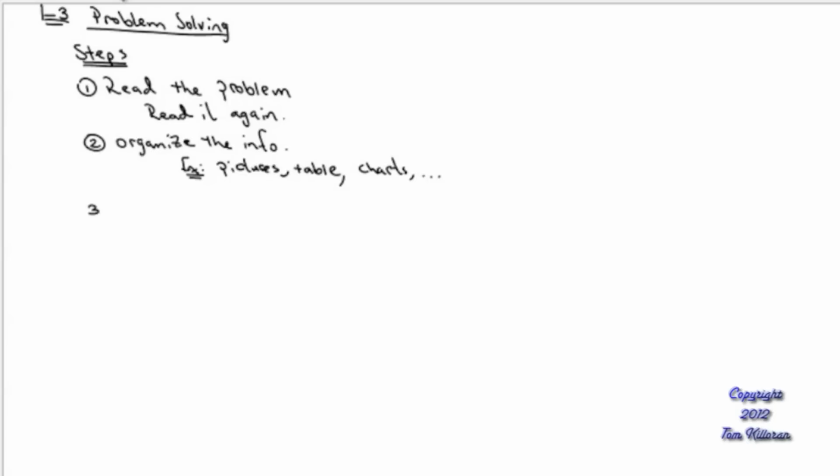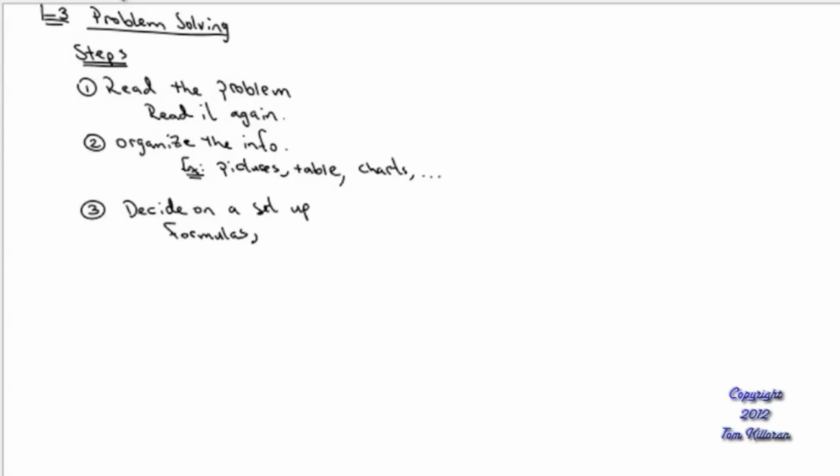Step 3, after you get all your information and you kind of have a clue of what kind of information they've given you, you have to figure out how it all goes together. So you need to decide on a setup. Setups can include formulas. You know, the famous one, distance equals rate times time, interest, I equals PRT, things like that.